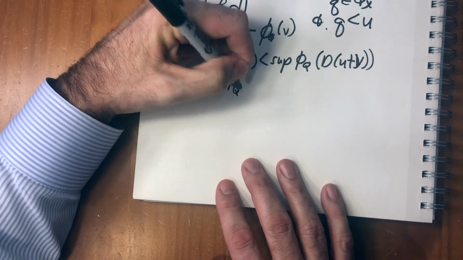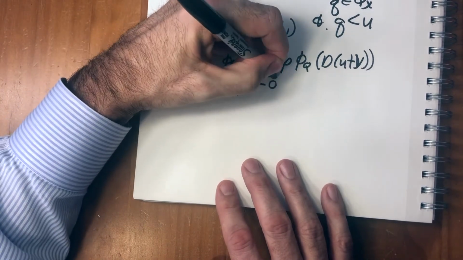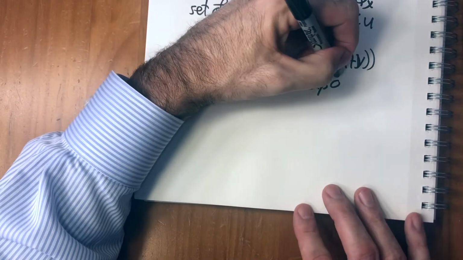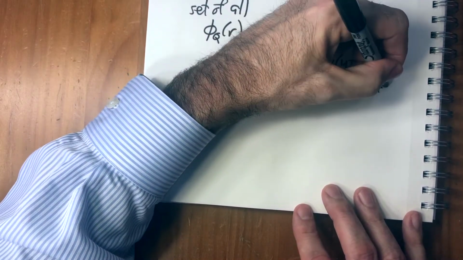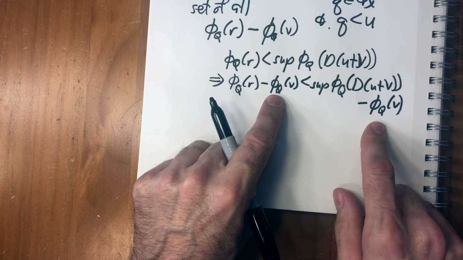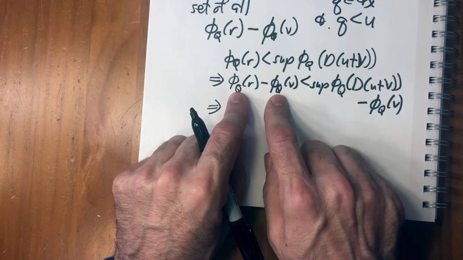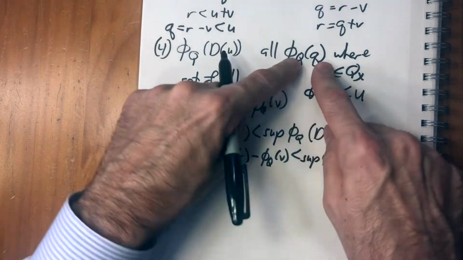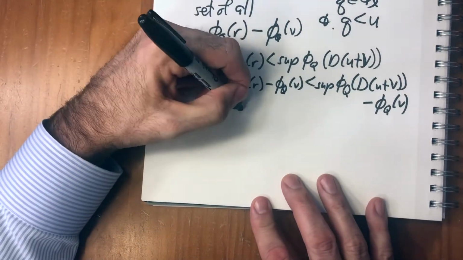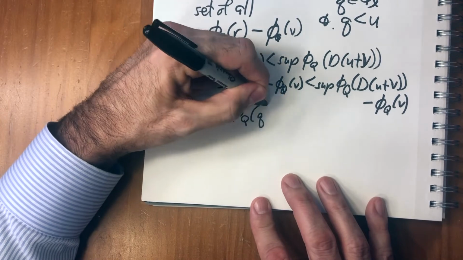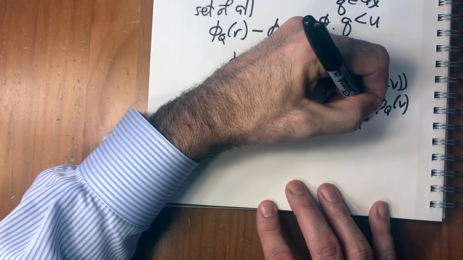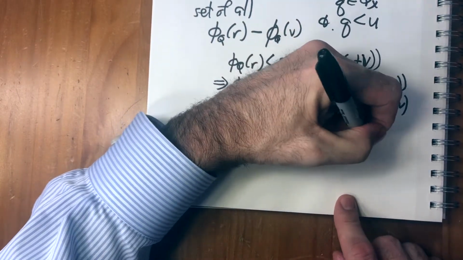So we have phi q of r minus phi q of v is less than this again, supremum, right? That's nothing. We just subtracted phi q of v from both sides. Therefore, this now is the definition of phi q. So we can rewrite this as phi q of q is also less than the supremum of du plus v minus phi q of v.